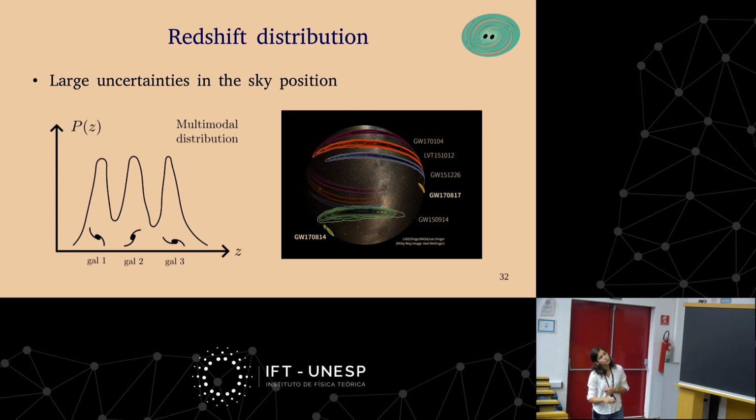And here I'm showing you on the right this figure of some of the LIGO observations, such that you have an idea of what a bad resolution is. So it's really a huge portion of the sky. When you have more than one detector operating, which is the case of these two events, which were seen by Virgo as well, then you kind of triangulate and you reduce these uncertainties a lot.